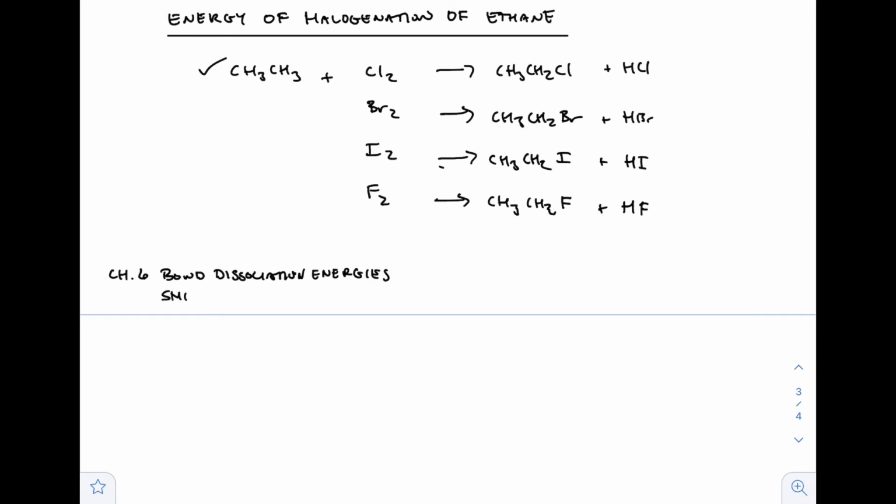And so maybe that's part of the reason why you might not want to do these reactions. But then there's also the fact that they're so slow and so fast with iodine and fluorine respectively, okay?